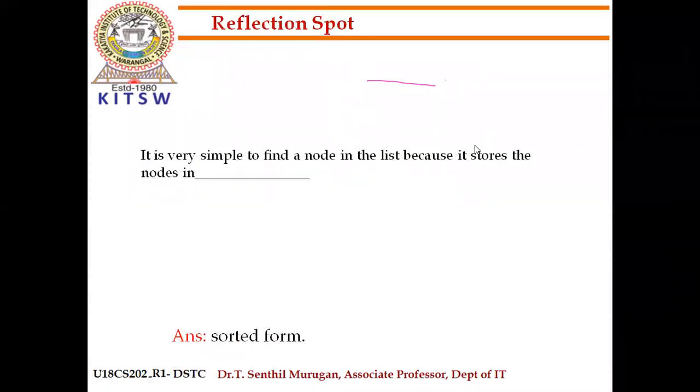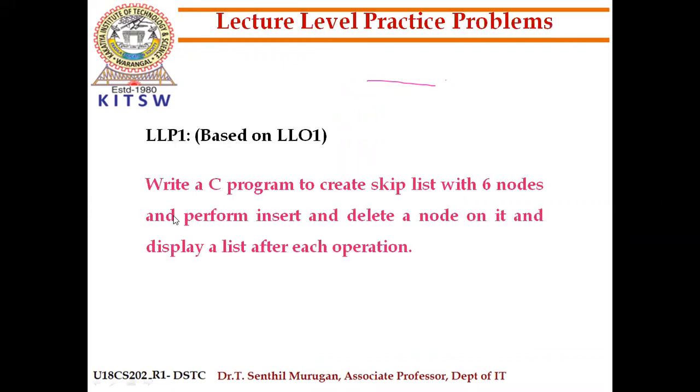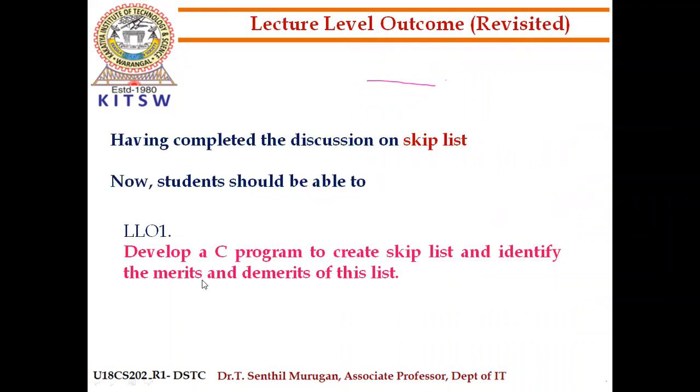Now see this question: it is very simple to find a node in the list because it stores the nodes in sorted form. So how does it identify the node easily? It is already in sorted form, so we can identify it very easily. Now we will discuss lecture level problems. We know what a skip list is and how to do insert and delete operations. Based on that, we can write a program for a skip list with 6 nodes and perform insert and delete operations. After each operation, you can print the list.